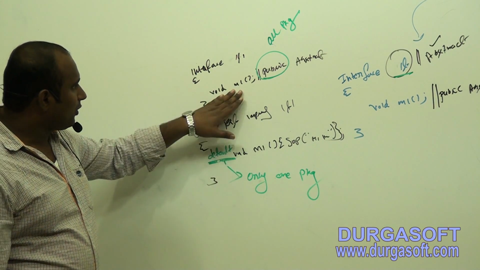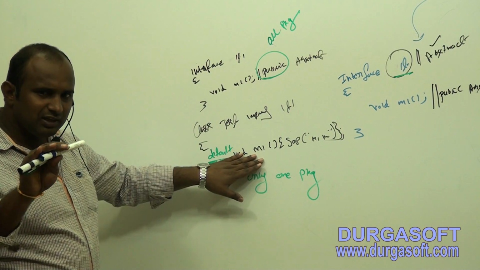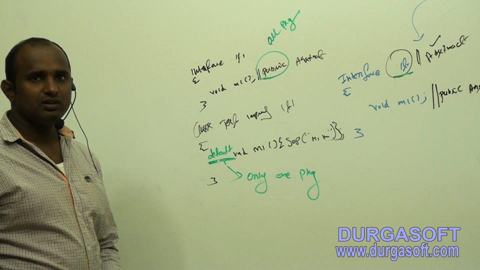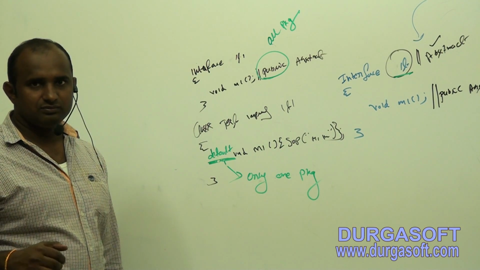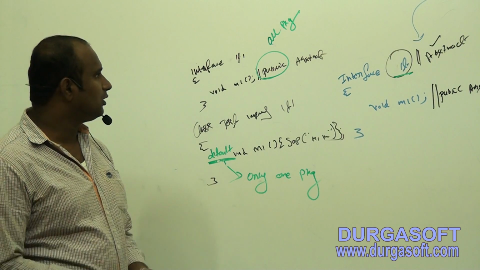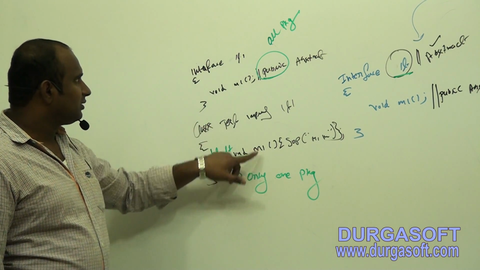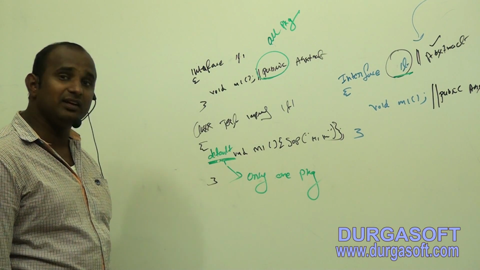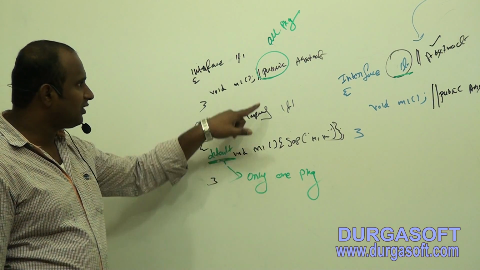So concentrate. While overriding, are we trying to increase the permissions, decrease the permissions, or keep the same level? Public, public, same level. Are we increasing or decreasing? Clear? Good. While overriding, this is all packages, this is one package. We are trying to reduce the permissions or increase the permissions? Obviously, we are trying to reduce, right?